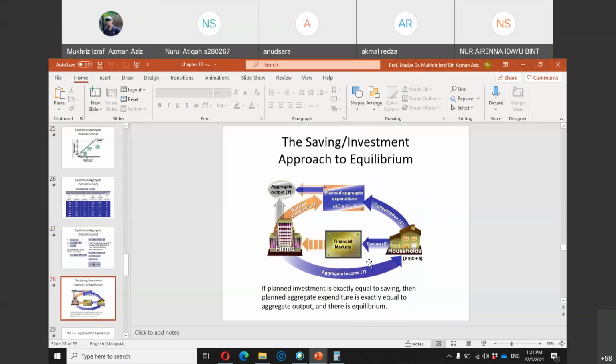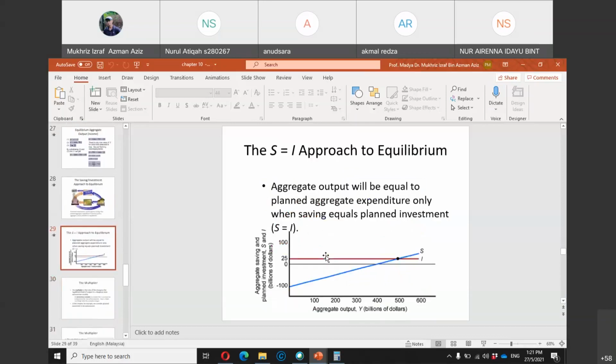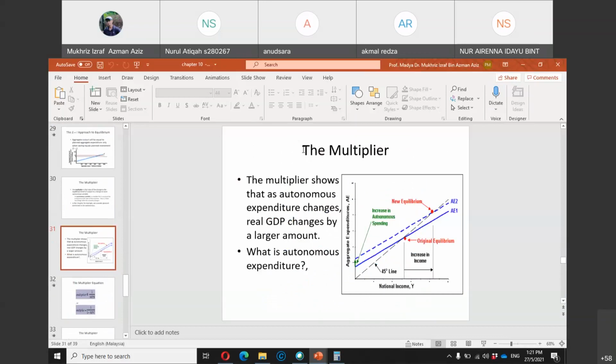In the next few slides, I'll be switching to the other slides because we have a more detailed discussion on what we call the multiplier concept. So what is a multiplier? Multiplier means, for example, if you give somebody $1, maybe $1 is a bit too small. Let's say you give one person 100 ringgit.